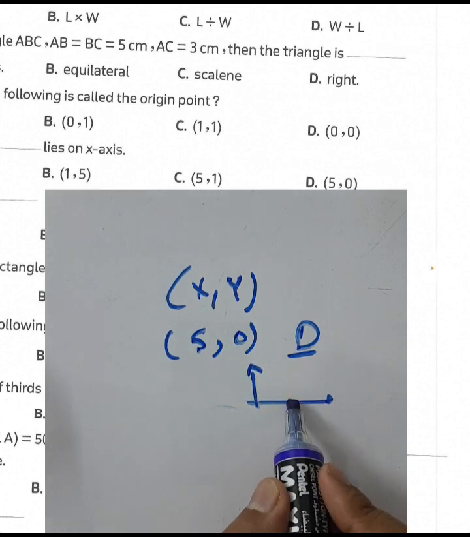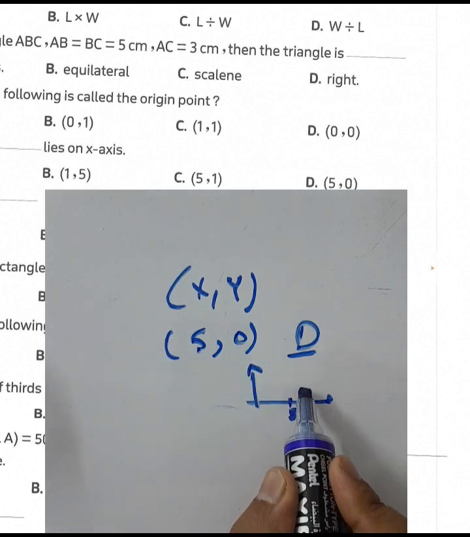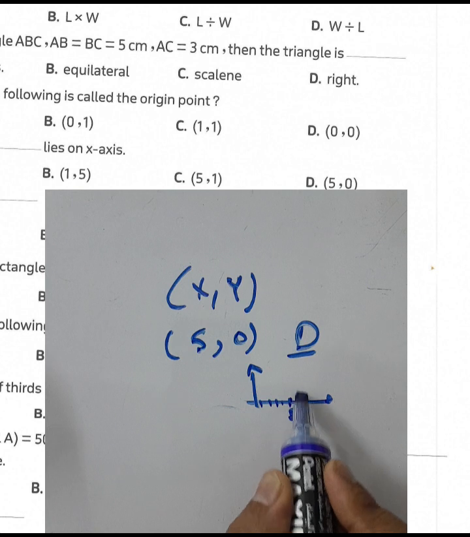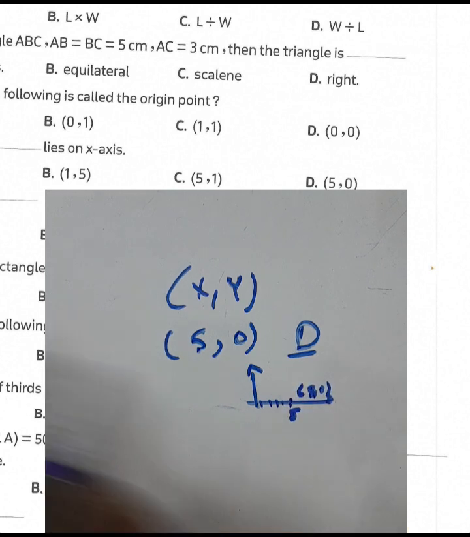This point lies on the x-axis. Here we have this point 5 and 0. 1, 2, 3, 4, 5. This point 5 and 0.